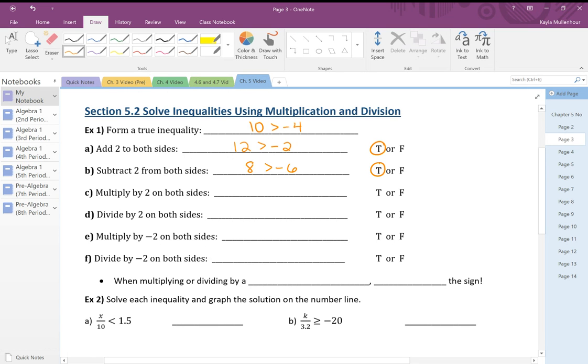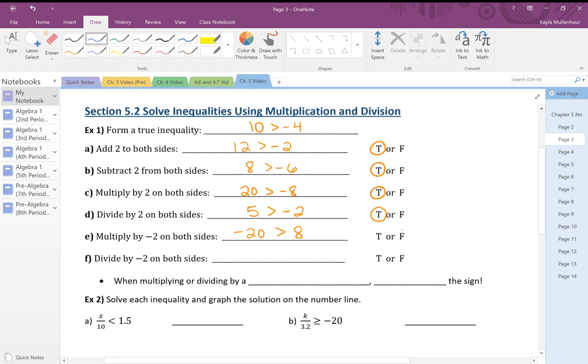Going back to the original, multiply by 2 on both sides. I would get 20 is greater than negative 8. Guess what? Still true. Divide by 2 on both sides. I would get 5 is greater than negative 2. Still true. Multiply by negative 2 on both sides. I would get negative 20 is greater than positive 8.